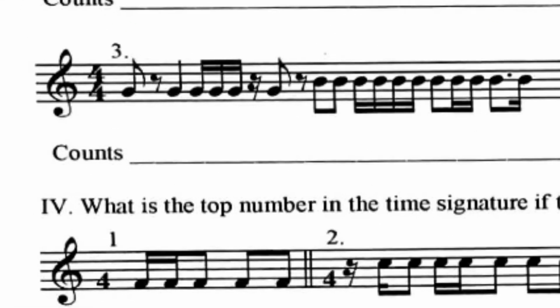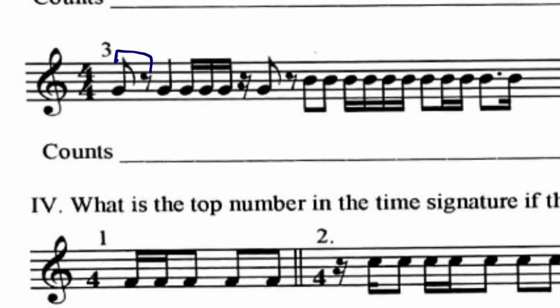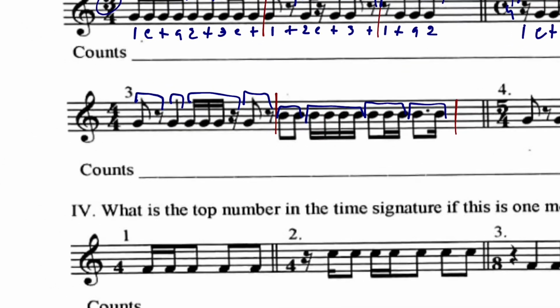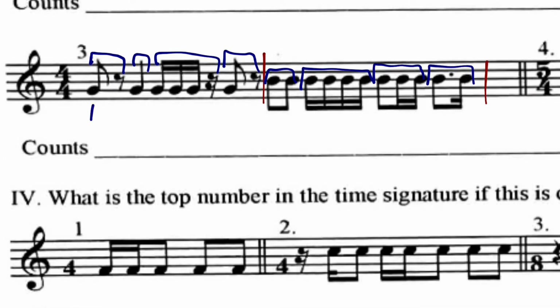Some more of these ones. 4, 4, so there's 1, 2, 3, 4, bar line. 1, 2, 3. Look at that. It gave us all 4. We have a final bar line. Yay. Let's count it. 1 and 2, 3 E and a 4 and 1 and 2 E and a 3 and a 4.